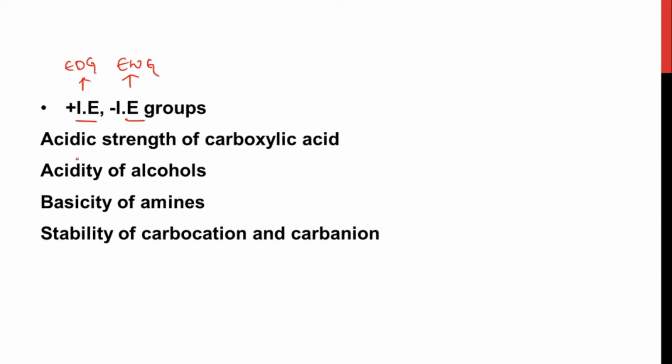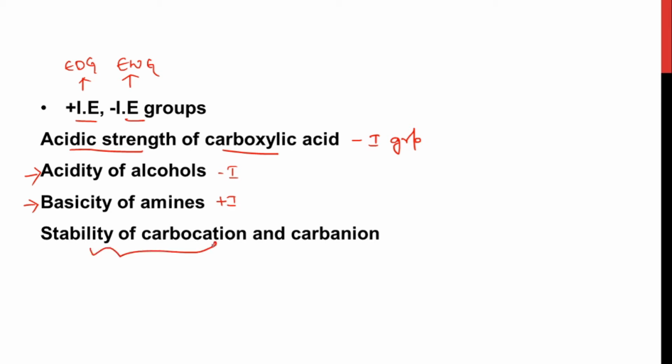We have also discussed how to determine the acidic strength of a carboxylic acid. Minus I groups are increasing the acidic strength of carboxylic acid, and we have also discussed the acidity of alcohols. In this case also, minus I groups are increasing the acidity of alcohols, and the basicity of amines, where plus I groups are increasing the basicity here.